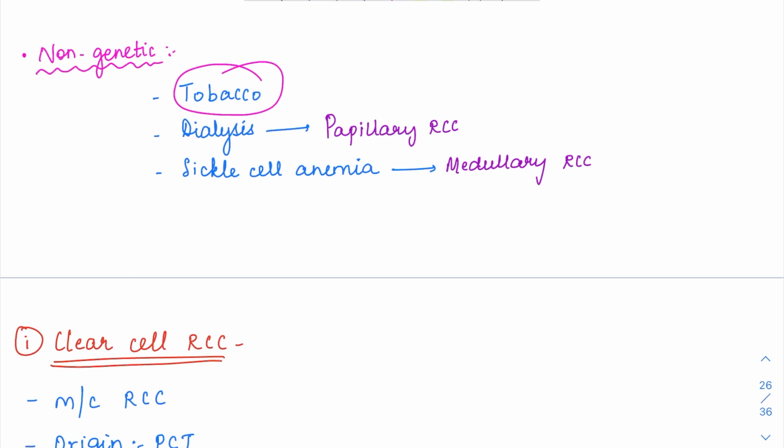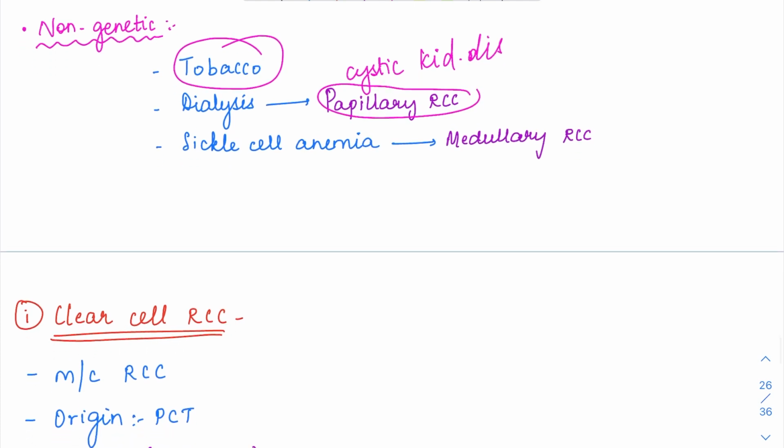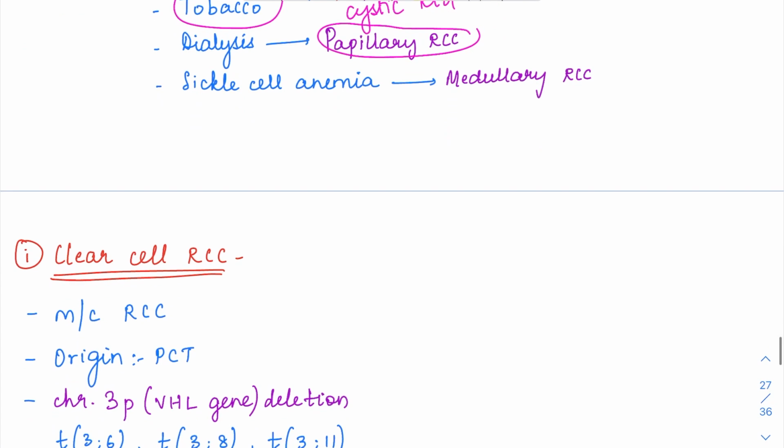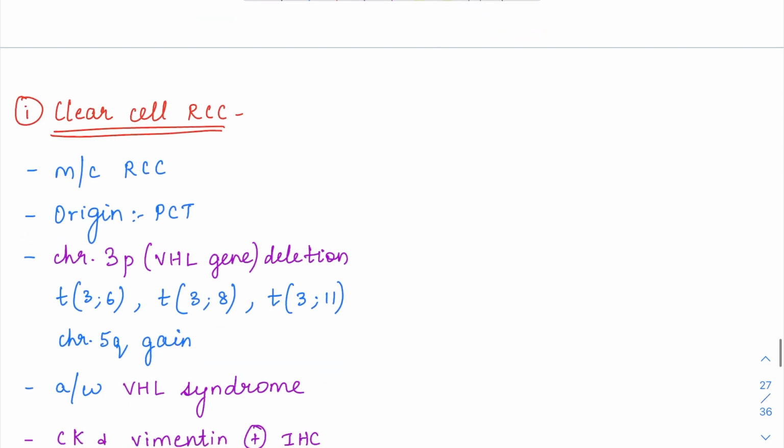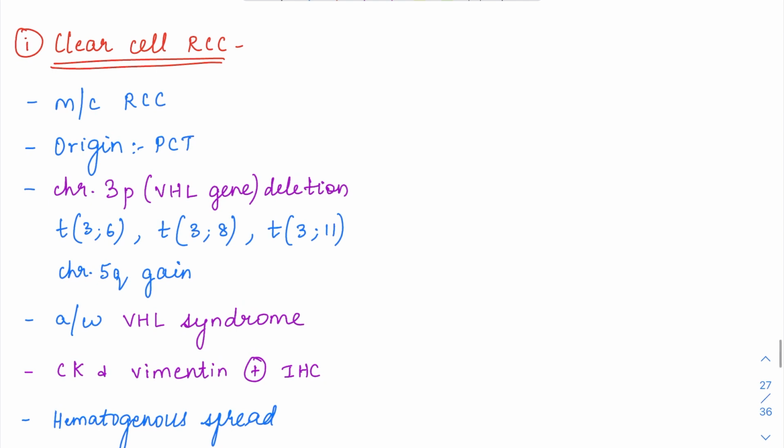Other than that, dialysis. So chronic dialysis can lead to some cystic kidney disease. So acquired cystic kidney disease can be seen, which can then progress on to a papillary RCC again. So dialysis is a risk factor for papillary RCC. Other than that, we have sickle cell anemia, which is again a risk factor for the medullary RCC. So these are again common MCQs. Then we'll see about the individual RCCs now.